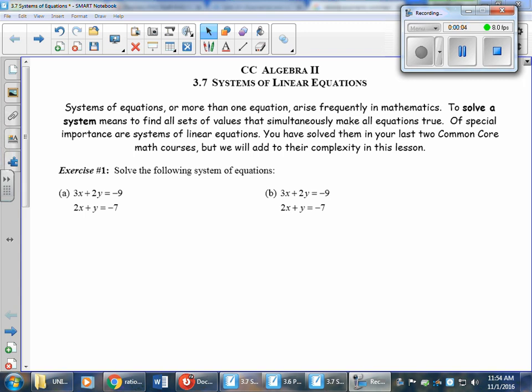Today's lesson is 3.7 Systems of Linear Equations. Now this is nothing new. You should remember systems of equations from Algebra 1. And on the bottom in exercise 1, we're going to start with a little review of that.